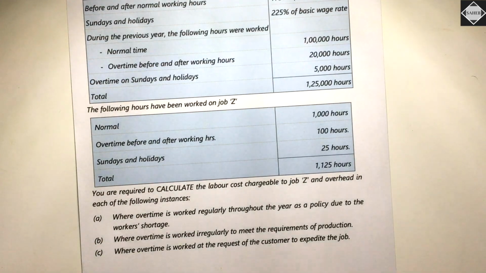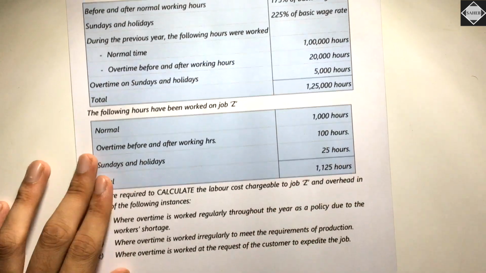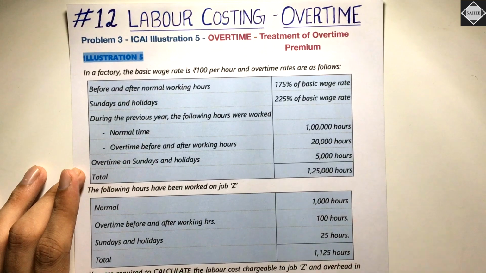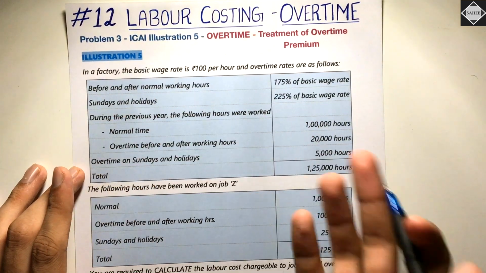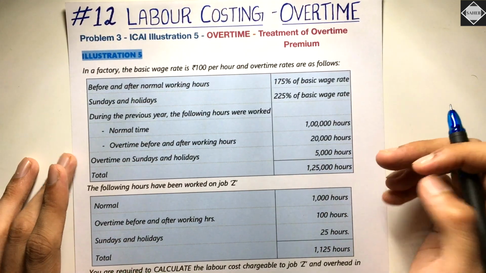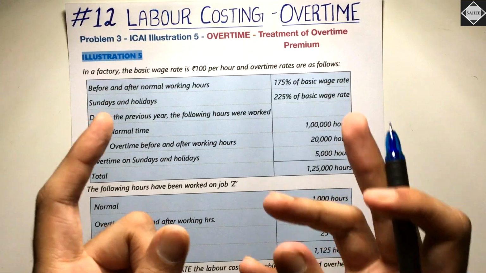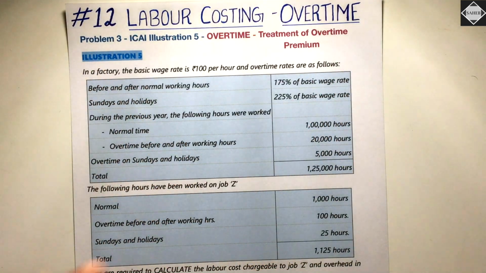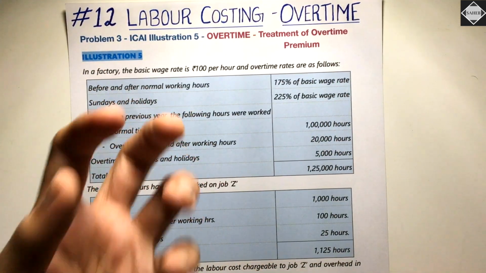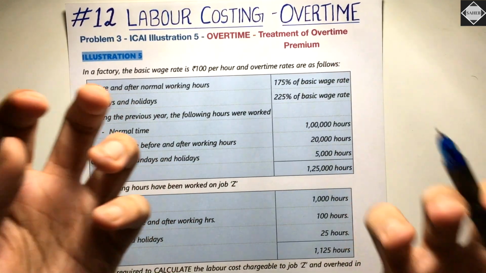Now see, basically what we're going to do is, from the previous year's data, calculate the wage rate. We take how many total hours were worked in the previous year, and multiply with the normal rate and the overtime rate. So we will get what? The total wages that have been paid to the workers. That monetary amount we are going to divide by the total hours, 1,25,000 hours.